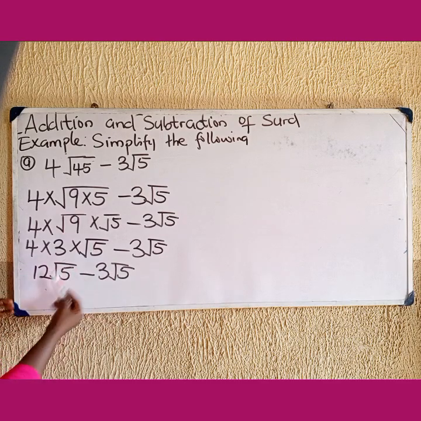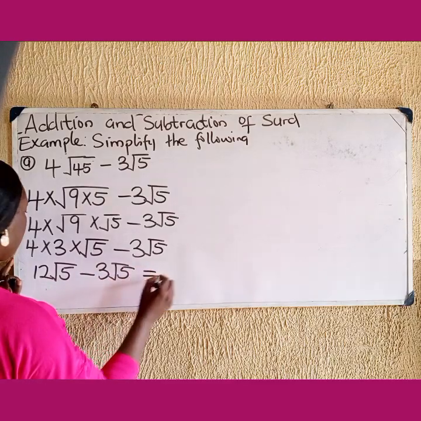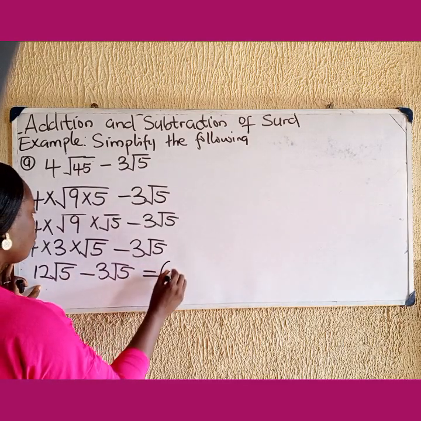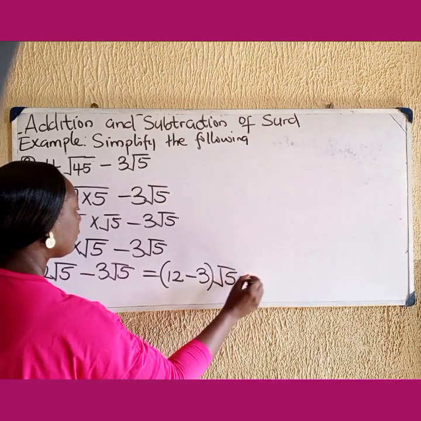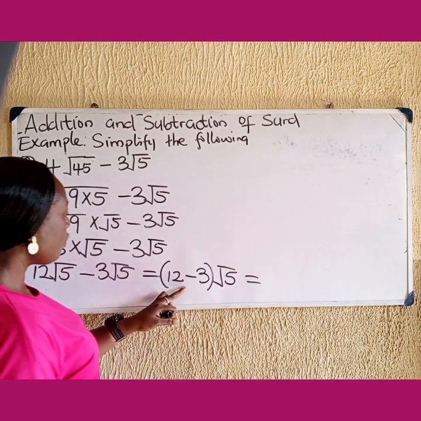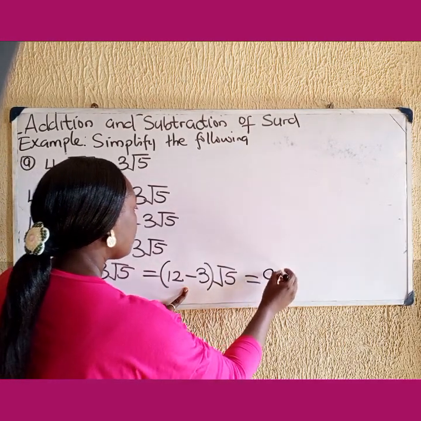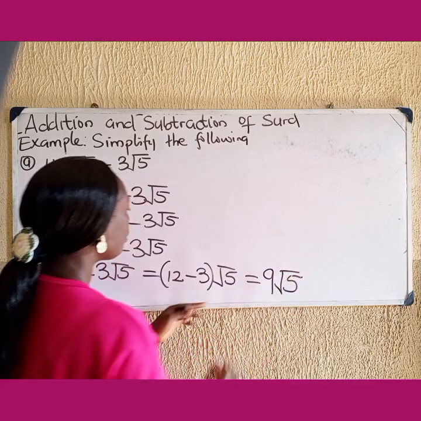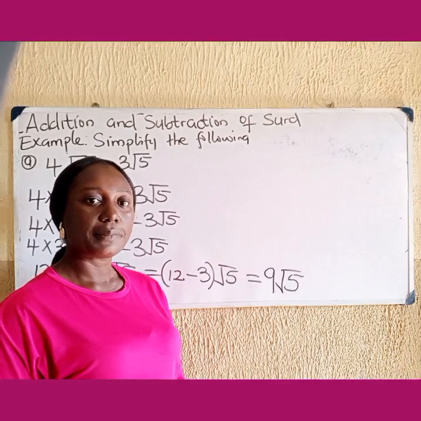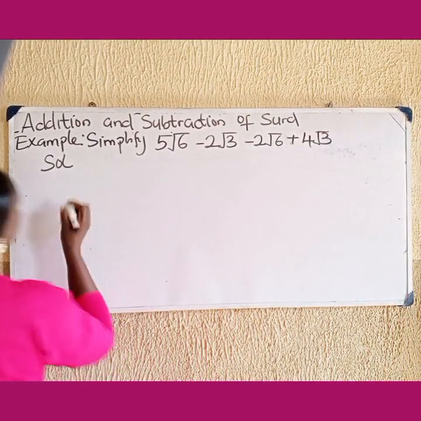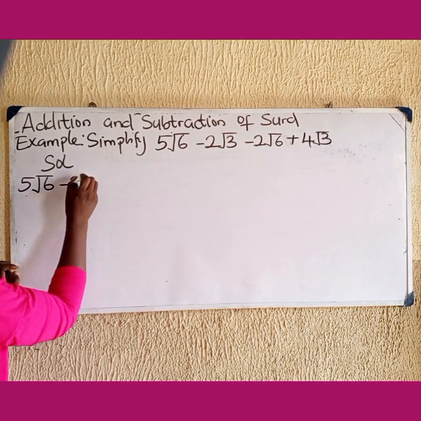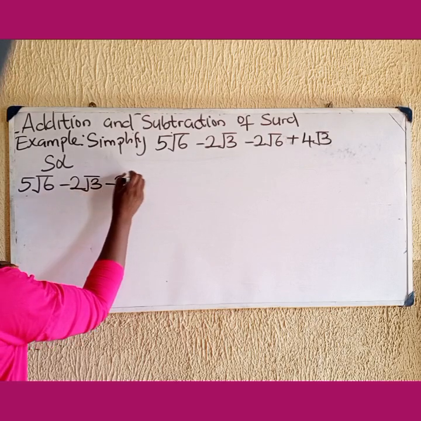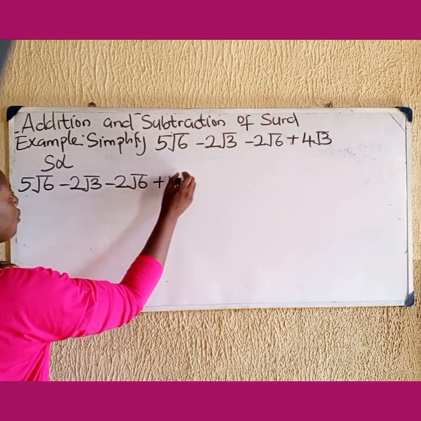When you look at it, you will see that they have like surds, root 5, root 5. So I'm going to factorize. This is 12 minus 3 into root 5. And 12 minus 3 will give me 9. So I have 9 root 5. I hope it's clear. Now let's solve more questions. I have 5 root 6 minus 2 root 3 minus 2 root 6 plus 4 root 3.